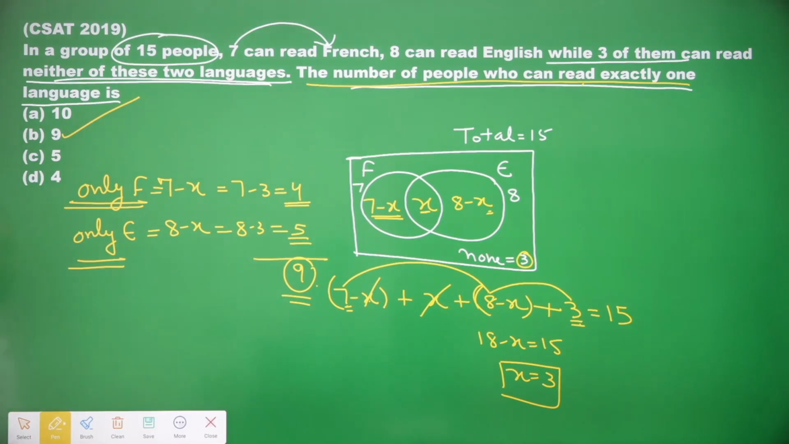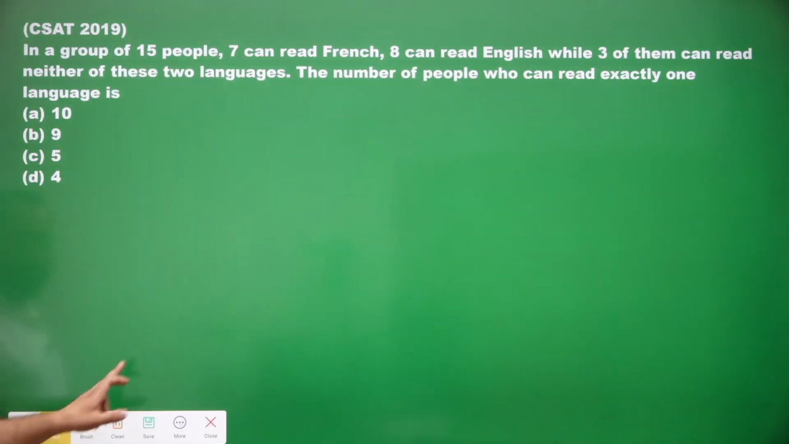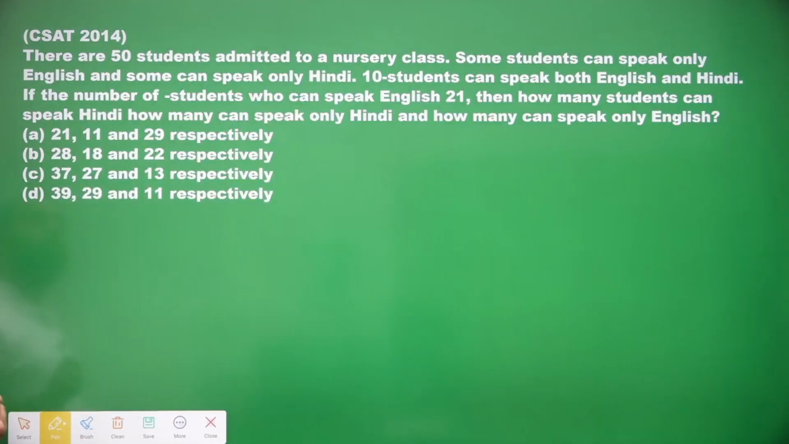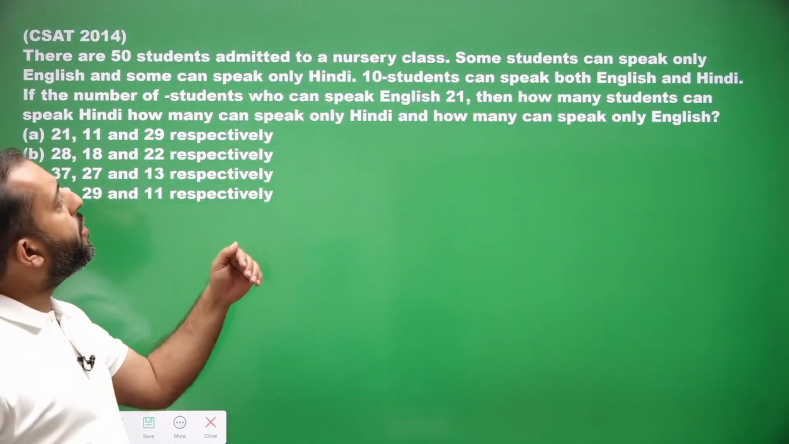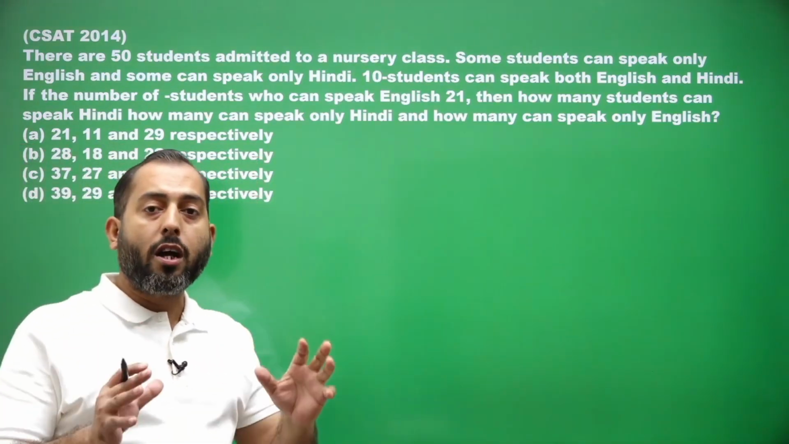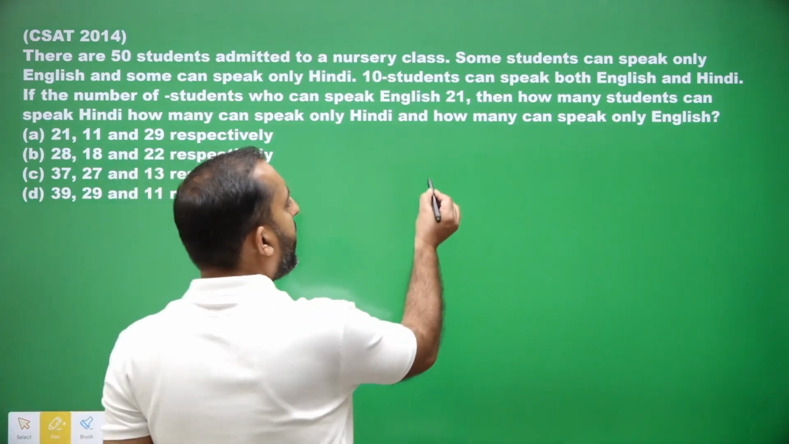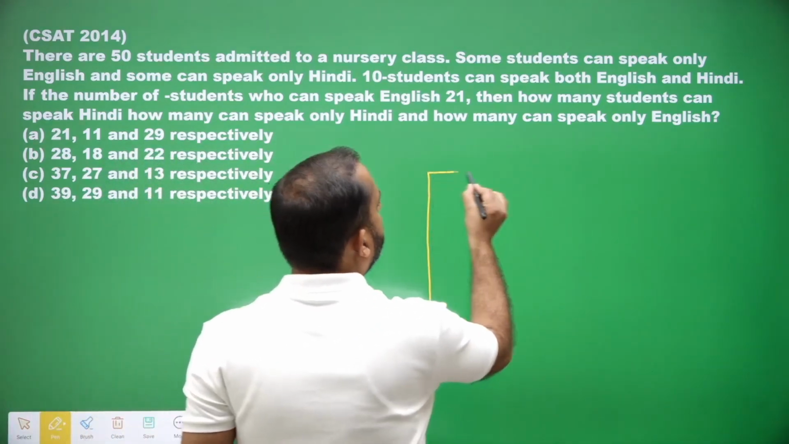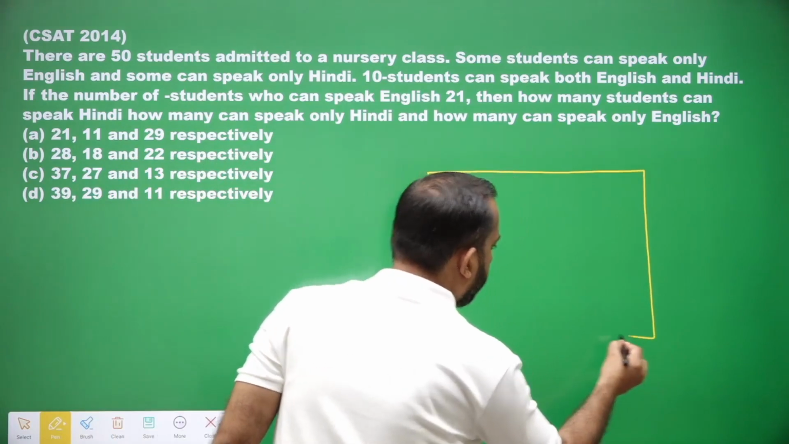Let's move forward now. Okay, this is the next question. There are 50 students admitted to a nursery school. So the question is saying the total count is 50. So the value of the rectangle will be 50.